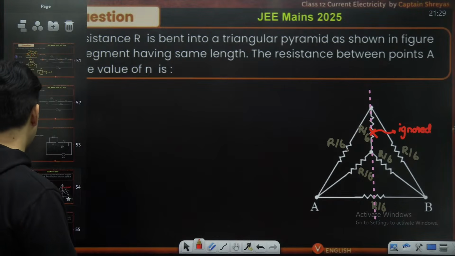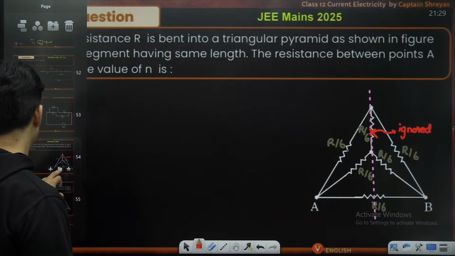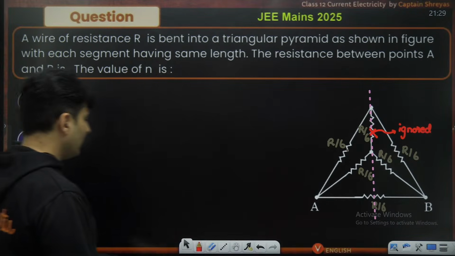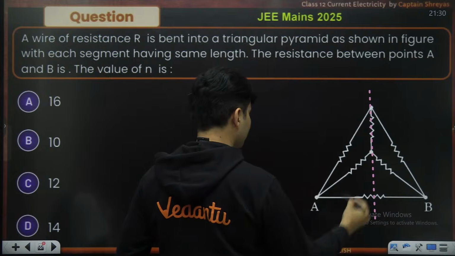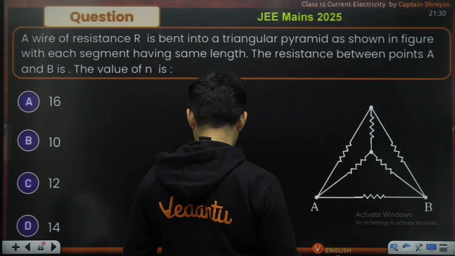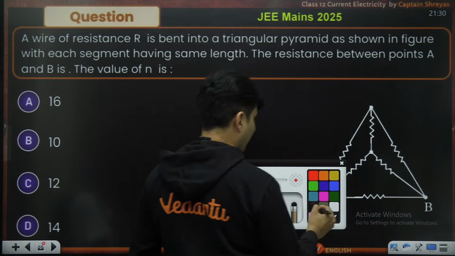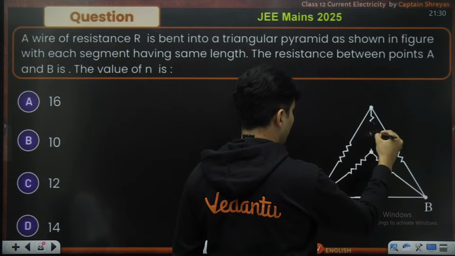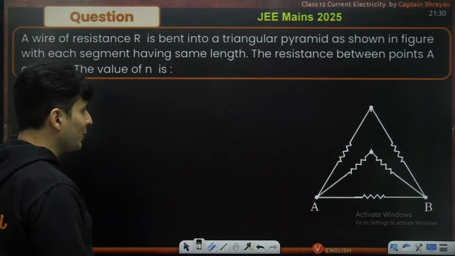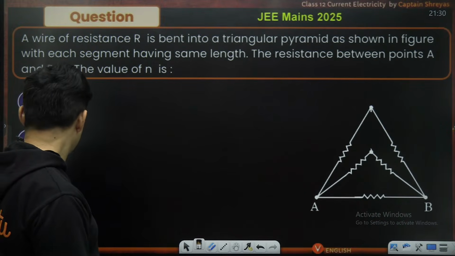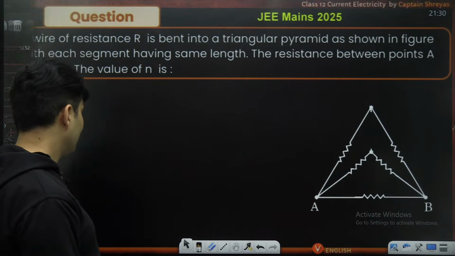Okay, let me redraw that circuit now. Let me redraw it for all of you. It can be ignored. Okay, boss, this is gone. Even this is gone. Now it looks like a slightly better circuit the moment you ignore that particular part over here. And how does it look?